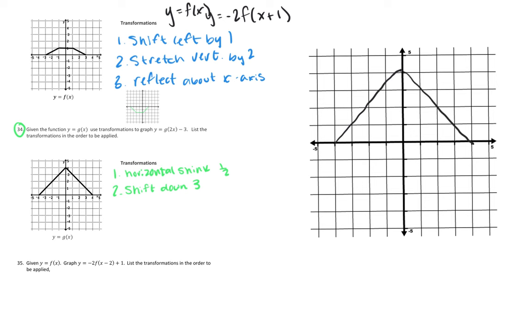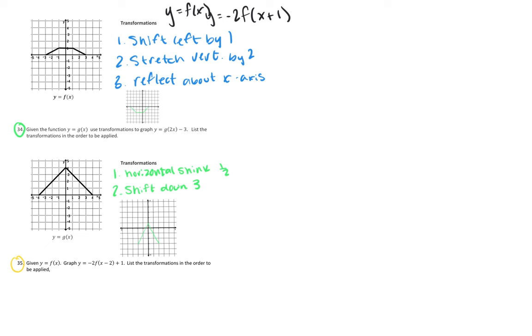right? And then our first change is going to be that horizontal shrink by a factor of 1/2. So we're going to basically push the sides of this thing in by 2. So it looks like this. And then we want to reflect it over the, or we're going to shift down, not reflect, sorry. We're going to shift down by 3. So we're just going to move this top portion down by 3. And then we'll end up like this. And then this green graph is going to be our final graph.